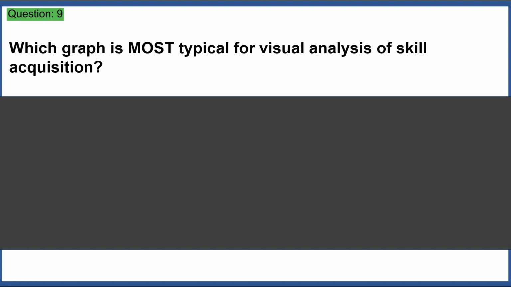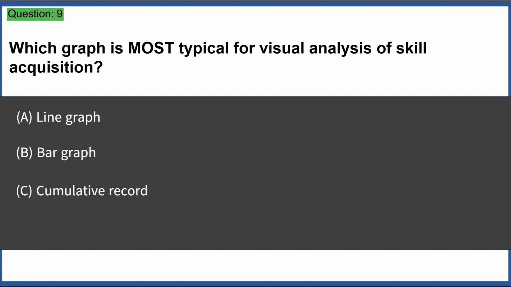Which graph is most typical for visual analysis of skill acquisition? A. Line graph. B. Bar graph. C. Cumulative record. D. Scatter plot. Answer, A. Standard, most common for continuous session data.